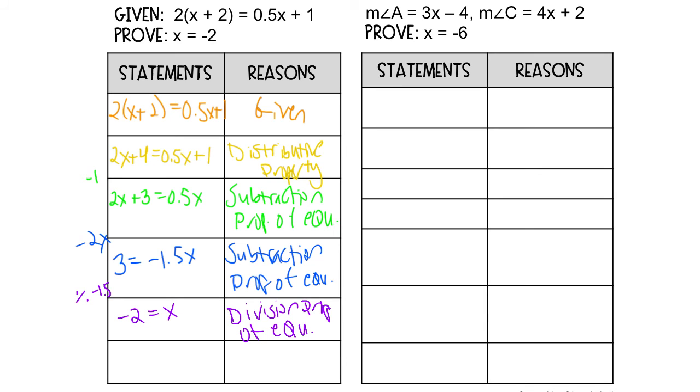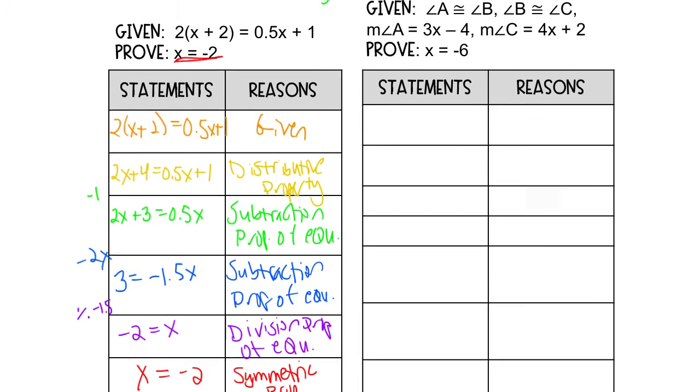The last one is a little bit on the unnecessary side for me. We rearrange so that x is first, and we do that with the symmetric property. It makes the most sense that we do that because we have to prove that x equals negative 2.